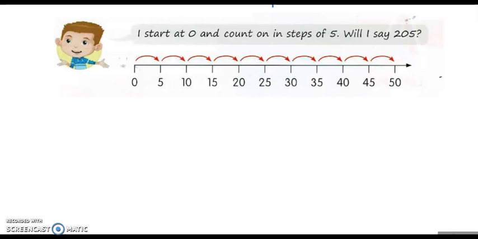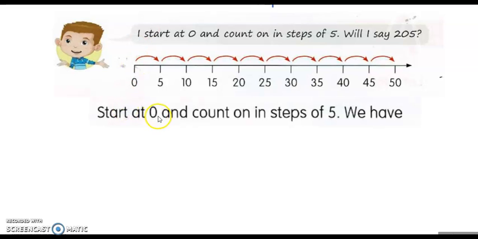Okay, now if I start at 0 and count on in steps of 5, will I say 205? Let's see this together. Start at 0 and count on in steps of 5. Here is the 0, I start counting from the 0. The next step will be 5 because the counting is in steps of 5, which means I'm going to add 5 at every step.